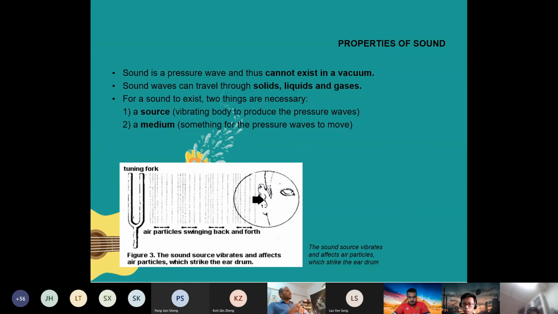Anyway, so now the properties of sound. Sound is a pressure wave and thus cannot exist in a vacuum. So if you go to the moon, you will not be able to hear anything. Sound waves can travel through solids, liquid, and gas. You have to remember all these. For a sound to exist, two things are necessary: source and medium, and of course the receiver also.